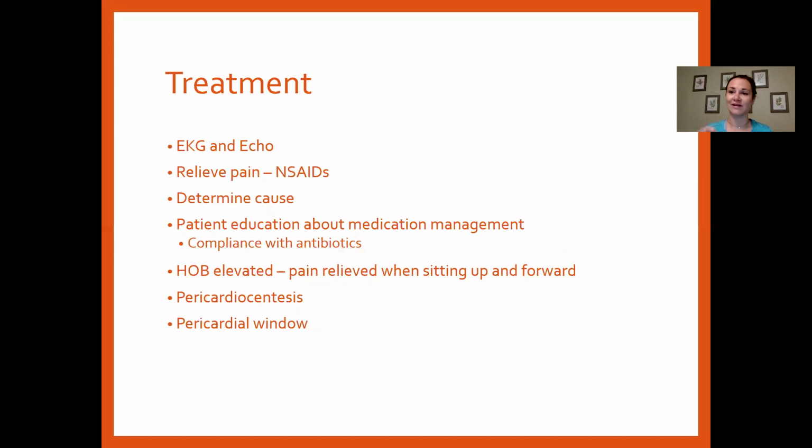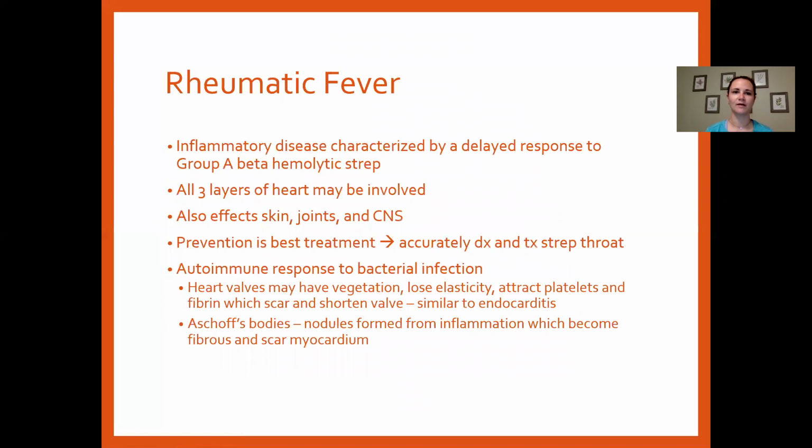Otherwise, we want to safely get them to the operating room and do a very sterile, controlled pericardial window. So they'll actually open the chest up and visualize the heart to be able to put that needle in and relieve the fluid. Now we're going to move on to rheumatic fever.